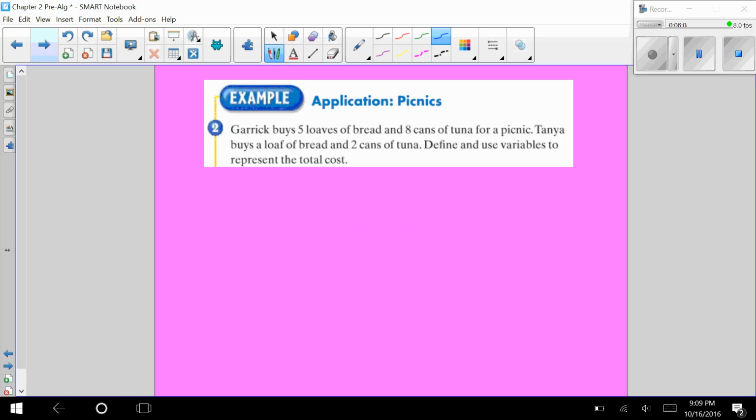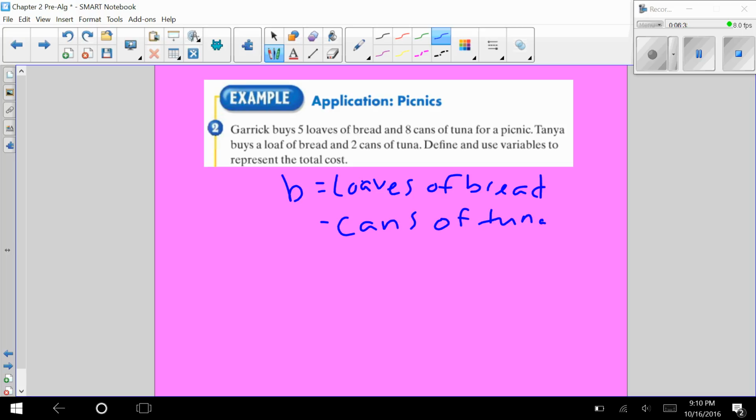All right, Garrick buys 5 loaves of bread and 8 cans of tuna for a picnic. Tanya buys a loaf of bread and 2 cans of tuna. Define and use variables to represent the total cost. So we first need loaves of bread. We can define this as any variable we want. I am going to use B for bread. We also need to define cans of tuna. I'm going to use T for tuna.